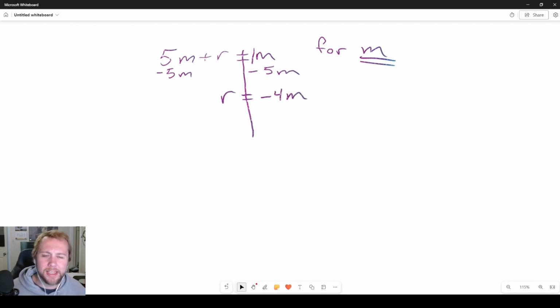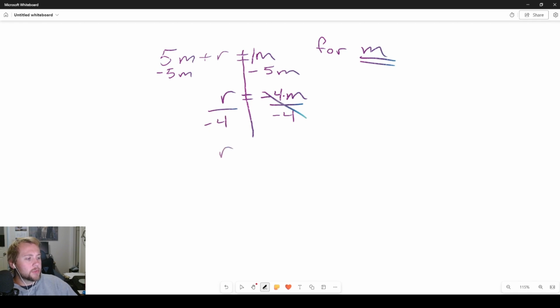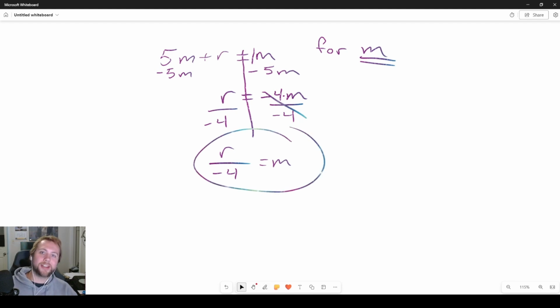So now I'm trying to get m all by itself. Well, what's in front of m right now? That negative 4. So how do I get rid of a negative 4? You divide. Because it's not adding, because this is being multiplied right here, and we're undoing that multiplication. So we're dividing by negative 4, and then I have to do it on this side as well. So r divided by a negative 4 is equal to m. That whole thing is your answer.